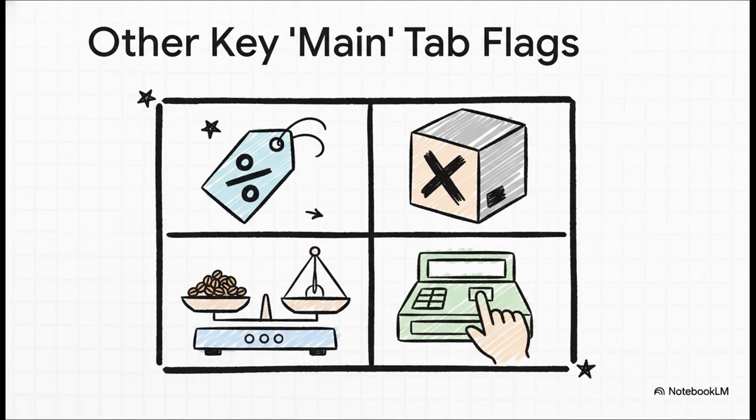And there are a bunch of other really useful flags on this tab too. Simple questions, right? Can this be discounted? Are we getting rid of it? Does it need to be weighed, like bulk coffee beans? Or is it an open department item where the cashier just types in the price? Every little click here sets a rule for how that item behaves down the line.